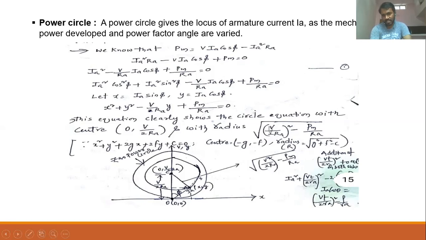So here, as we don't have any g term, f square equals v by 2 RA minus c equals pm by 2 RA. From this we can get this equation here. So we are rewriting the above equation in terms of the equation of a circle, and we are going to find the circle's center and radius.